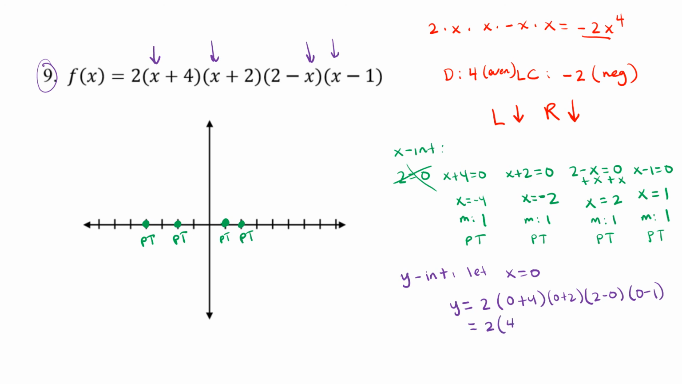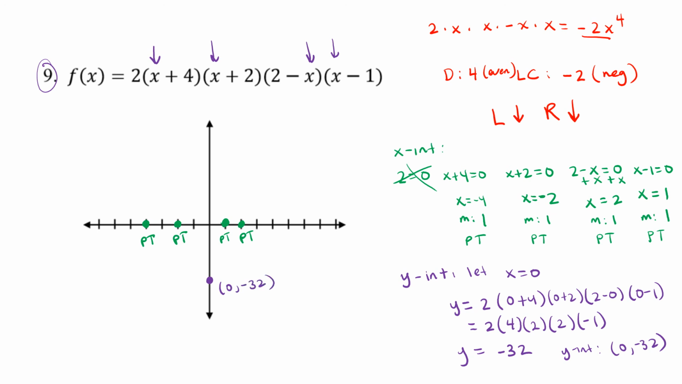Still a 2, 0 plus 4 is 4, 0 plus 2 is 2, 2 minus 0 is 2, 0 minus 1 is negative 1. From here, again, we're multiplying. 2 times 4 is 8, times 2 is 16, times 2 is 32. It's a negative 32 because it gets multiplied by a negative 1 at the end. If you need to use a calculator right there, use a calculator, okay? But after we get that negative 32, that gives us the y-intercept, which is 0, negative 32. Make sure you write that as a coordinate point, and we can place that on our graph. So make sure you label it.